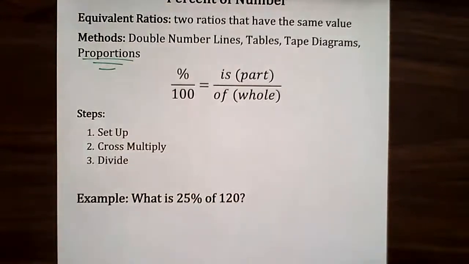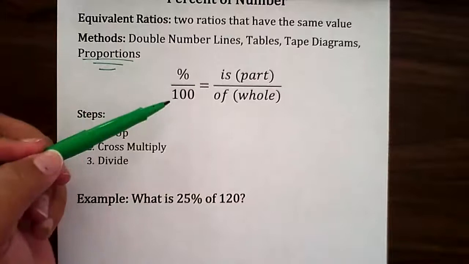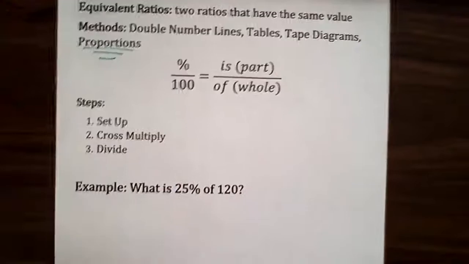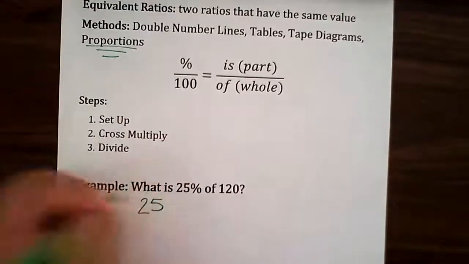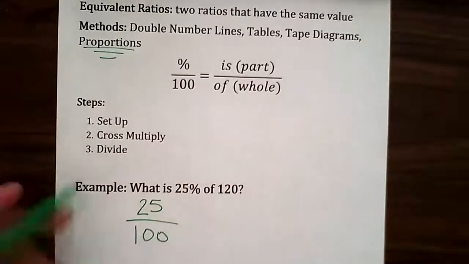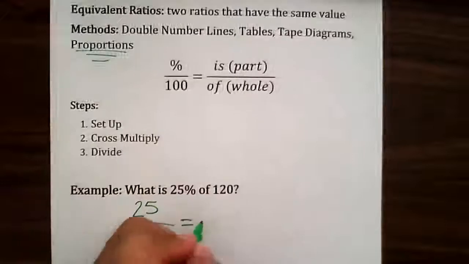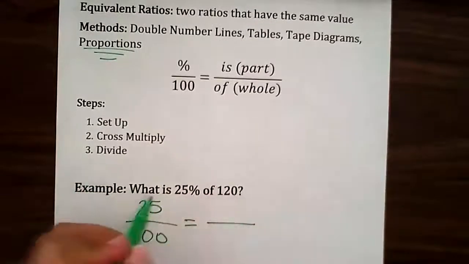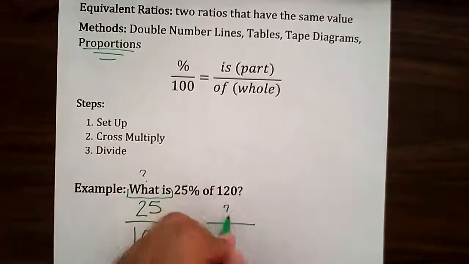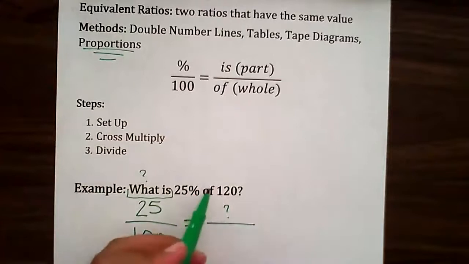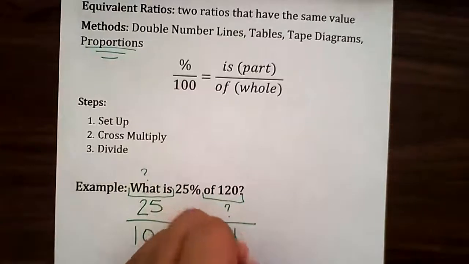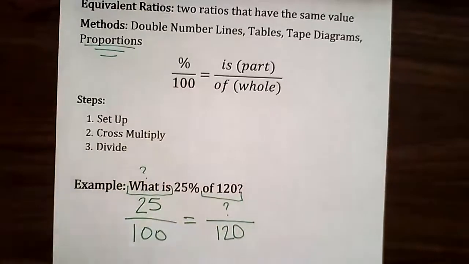So the first thing I want to do is set it up. I want to do percent over 100. So I'm going to go to my problem. Well, what's my percent? It's 25. And we know percents are always out of 100. Percent over 100 is equal to is over of. Well, it's asking me what is. So that means that's my question mark. That's my unknown. And it tells me of 120, so that 120 is the whole, it goes in the denominator. So we've set it up.